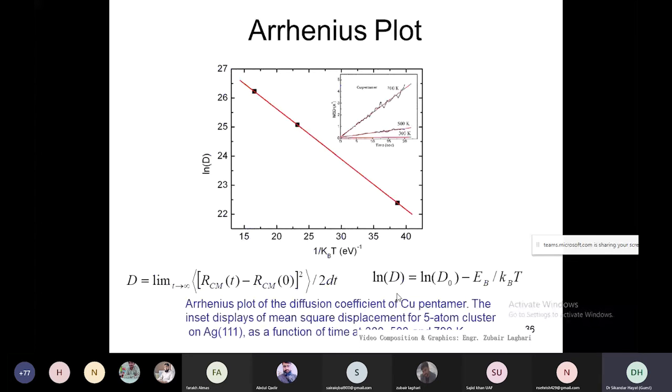This is the RNS plot. We calculated the center of mass, the MSD, then the diffusion coefficients. This is the RNS plot of the diffusion coefficient of the copper pentamer. This is the diffusion coefficient formula here. So we can calculate the activation energy barriers from the slope of that, and the inset displays the mean square displacements for the pentamer cluster on silver 11 as a function of time at 300, 500, and 700 Kelvin.